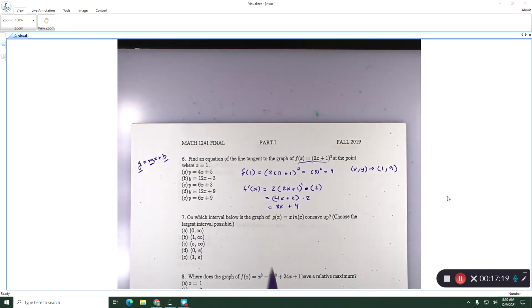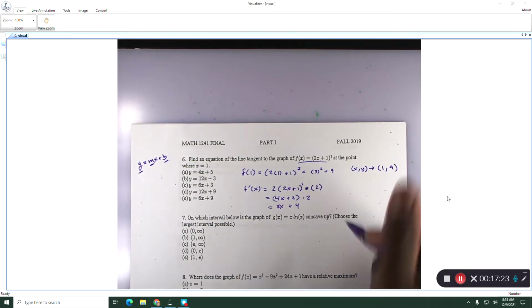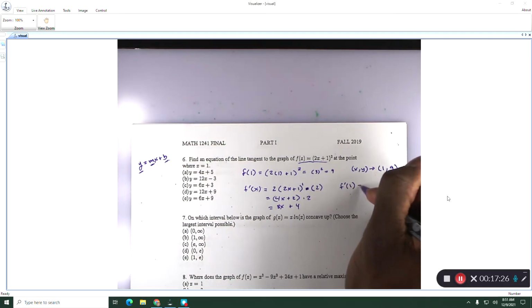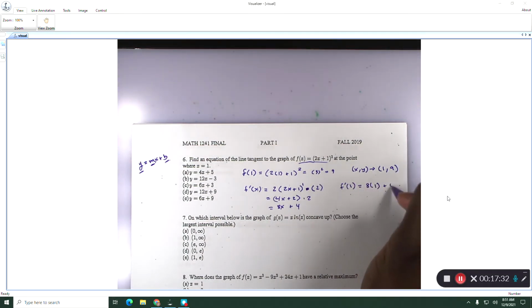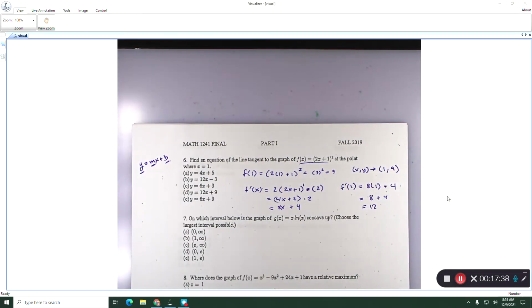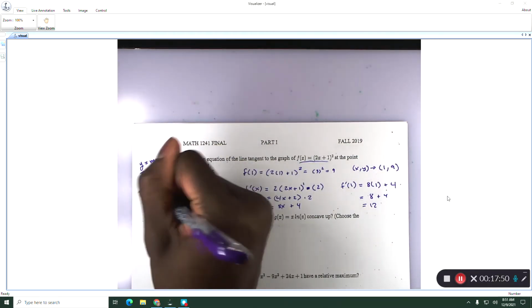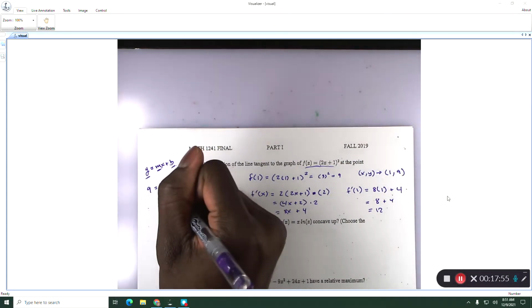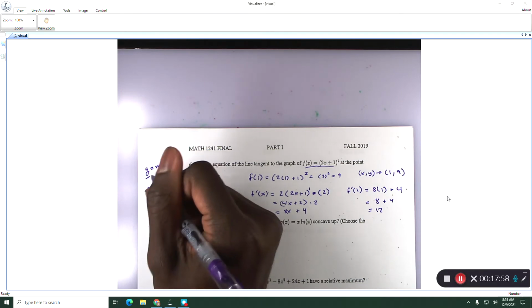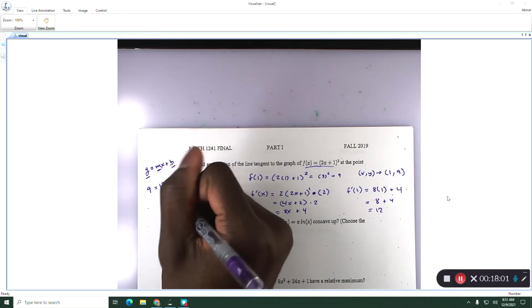Now, if I want to find the slope at x equals 1, I'm just going to plug 1 into this derivative function that I found. 8 times 1 plus 4, 12. Okay, so we have our y, we have our slope, and the last thing we need is our b value. Well, I'm going to substitute 9 in for y. I'm going to substitute in my slope, and I'm going to substitute in my x value. So I know 3 of the 4 variables, so I can find the last one.